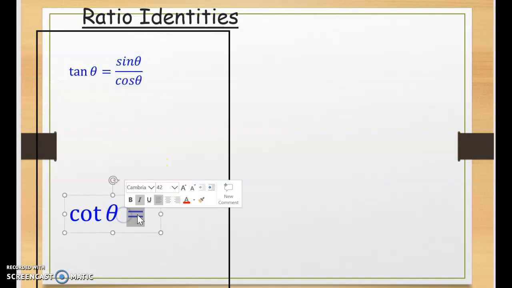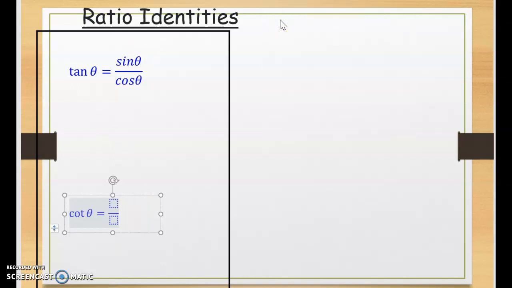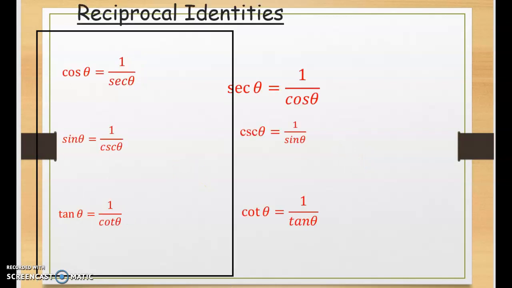So by that idea, since cotangent is the reciprocal of tangent, the ratio that's associated with cotangent would be cosine theta over sine theta. Again, you need to know these basic ratio identities and reciprocal identities by heart because we're going to be using them later in terms of doing proofs.